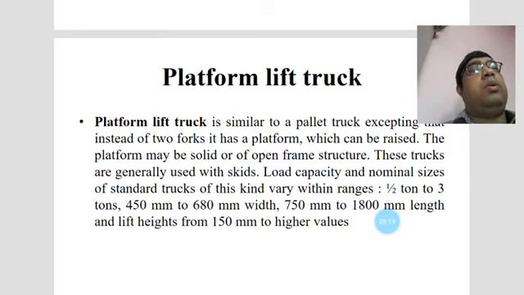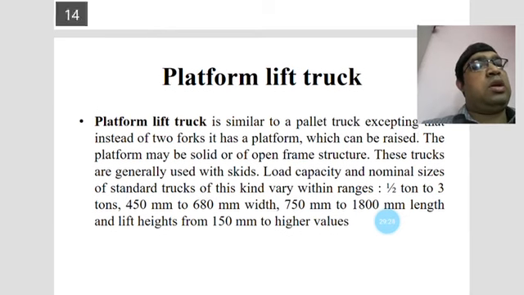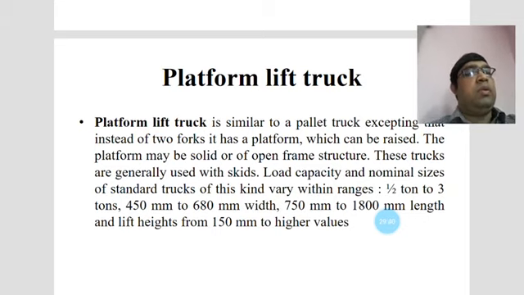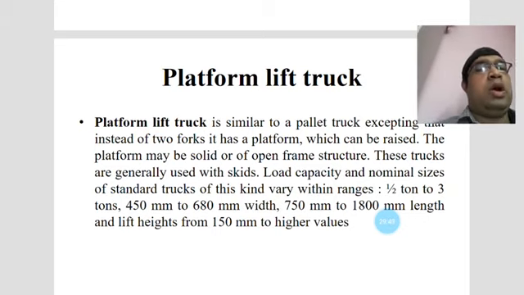Sometimes, according to the different places, a few persons cannot move from one place to another, but such persons can also be transferred using platform lift trucks. And not only heavy loaded materials will be transferred with the platform lift trucks. Two forks are available with this platform lift truck.